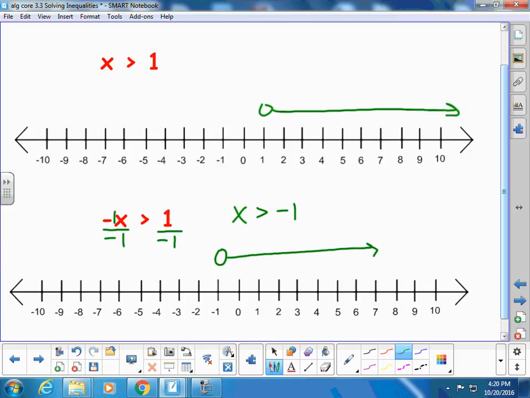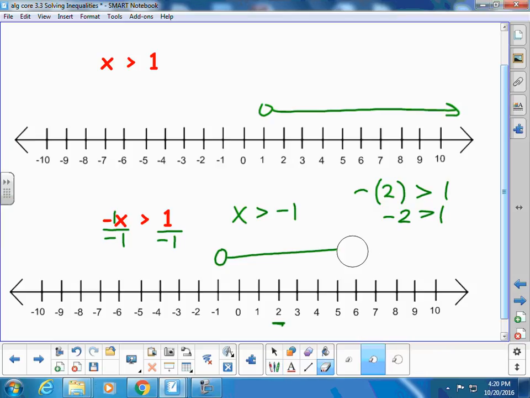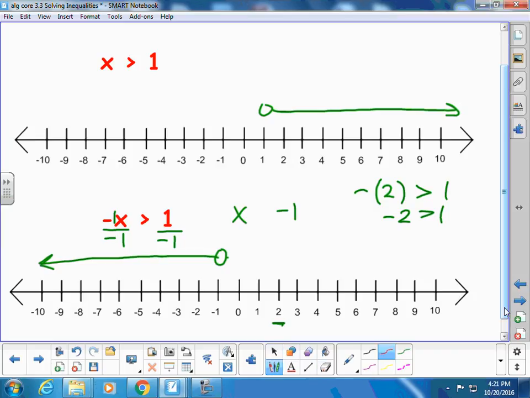Don't write this yet. Let's just talk this through. Let's try one and see if it works. We'll put it into our original thing. I'm going to pick a number greater than -1. I'm going to pick 2. So I have negative, and I'm going to plug in 2. Is that greater than 1? -2. Is -2 greater than 1? Ooh, that doesn't work, right? So that means my arrow has to be pointing in the wrong direction. So this cannot be right. It has to be going this way, which means I would have had this for an answer. x is less than -1.